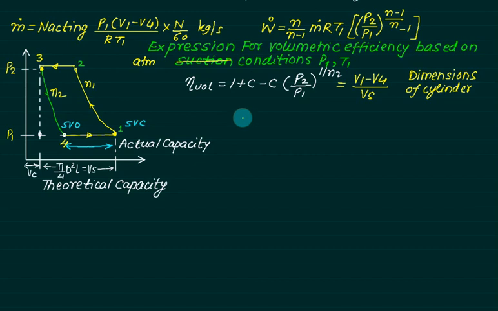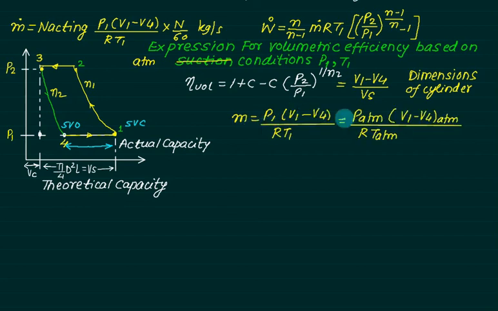To equate the mass at the given suction condition, that is P1 into V1 minus V4, the same mass at the suction condition and atmospheric conditions. So if we equate by the ideal gas equation and solve for eta vol at V1 minus V4, we get the volumetric efficiency based on the ambient condition as V1 minus V4 at atmospheric upon Vs. This is also called atmospheric.